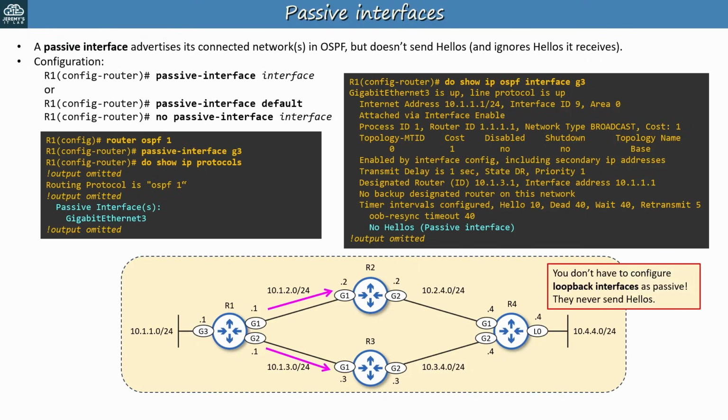One final clarification. You do not need to configure loopback interfaces as passive. Loopback interfaces never send hello packets, so making them passive doesn't provide any additional benefit. I think I may have said the opposite at some point in the past, but let me correct the record here. You can configure loopback interfaces as passive, but there's no benefit or need to do so.